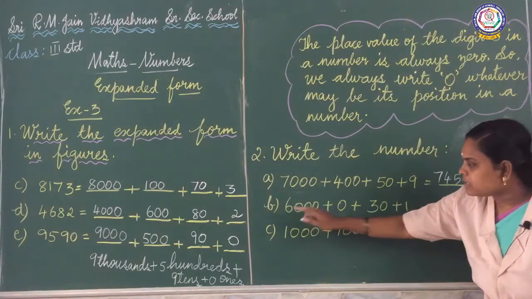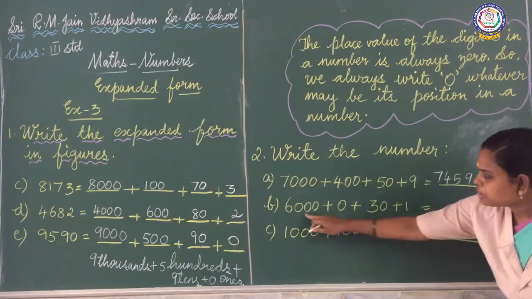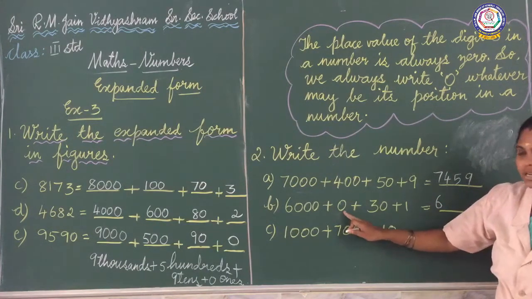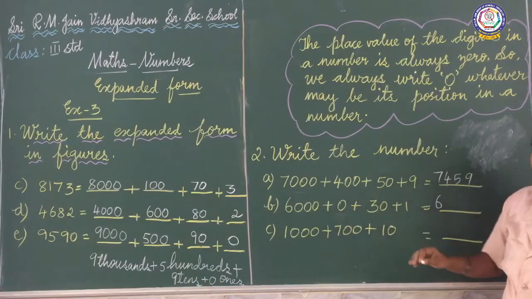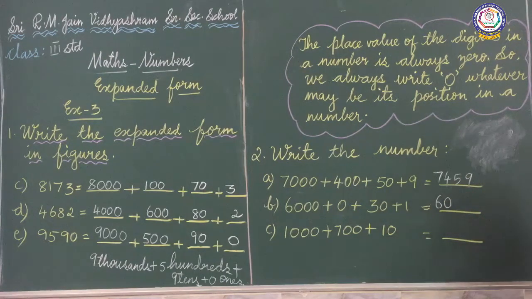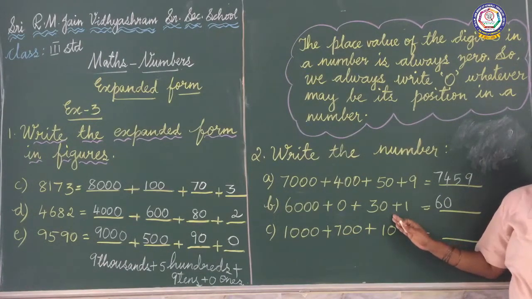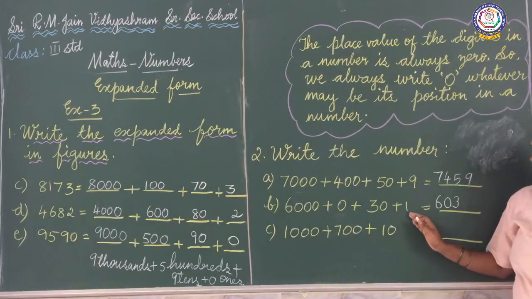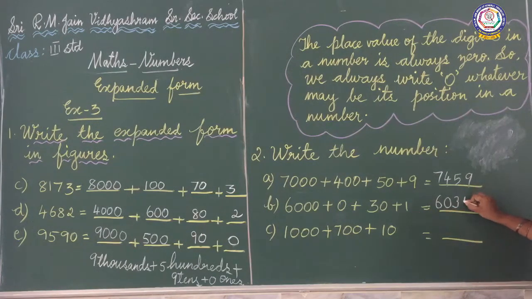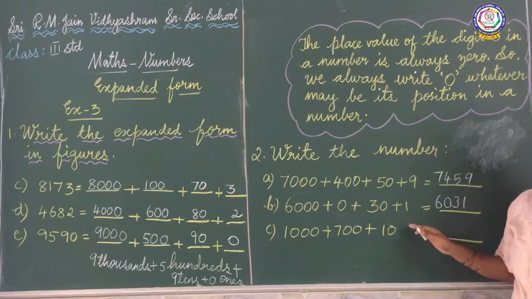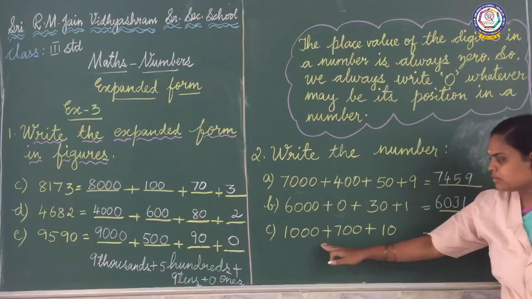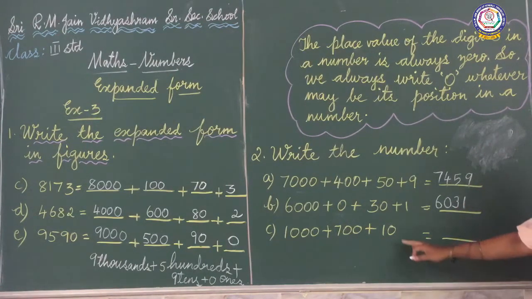So you write, what's the number in the thousands place? 6. Next, in the hundreds place what have they given? 0. They didn't give any number, 0 they have given. So you write 0. Next, the tens place they have given 30, so you write 3. Next, the ones place, what have they given? 1. Okay, so you write 1. What's the number you got? 6031.